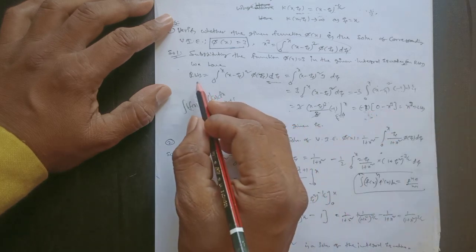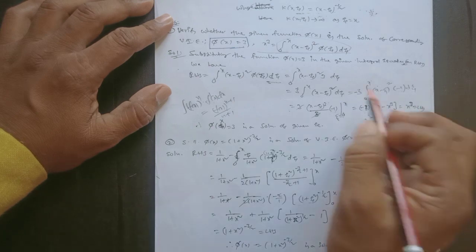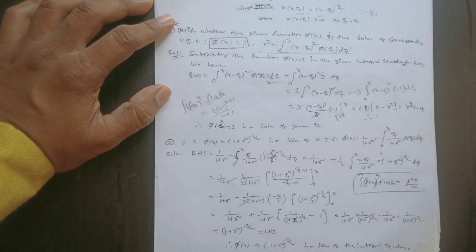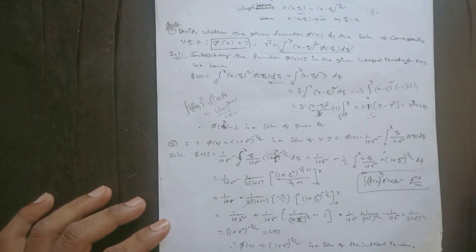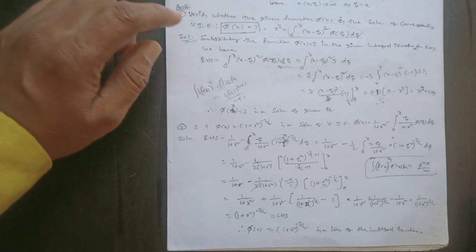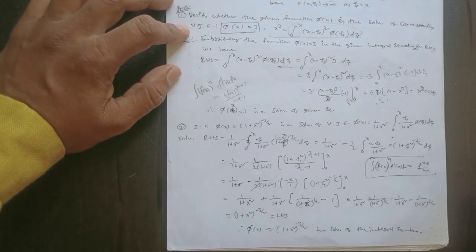So this equation, RHS, becomes x cube. Actually, what is x cube? LHS. So RHS is equal to LHS. So phi of x is equal to 3 is a solution of the given integral equation, which satisfies the given integral equation. So we say that this is the solution of the given integral equation.